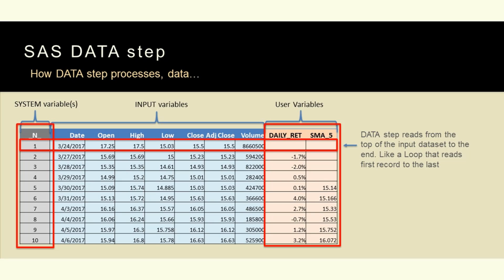Two other things that you need to know. SAS has a number of system variables. The underscore N underscore variable keeps track of the number of records that it's read into the input buffer, and that's often useful for controlling how you do processing. And then finally, user written variables. You can do things like daily return. Here's a simple moving average.